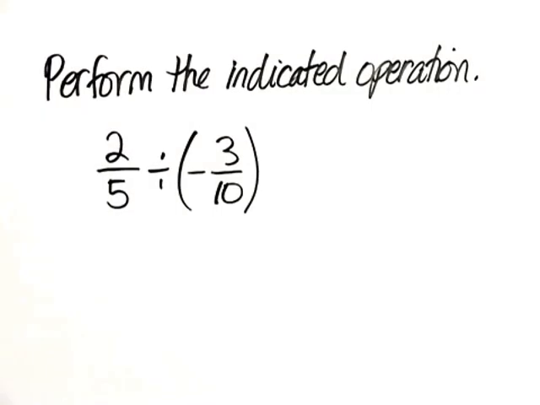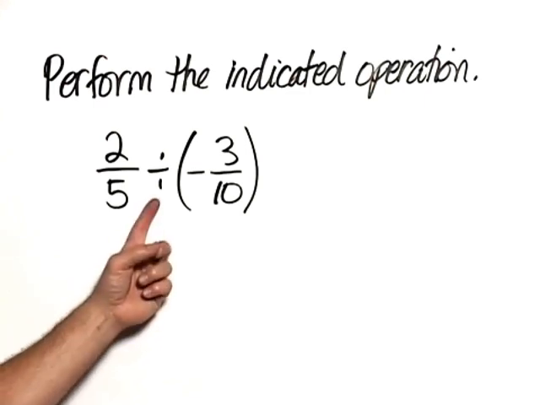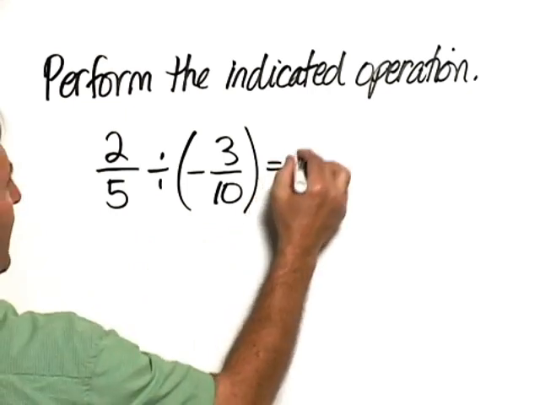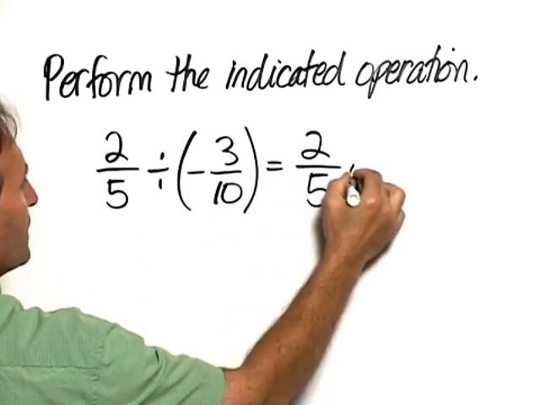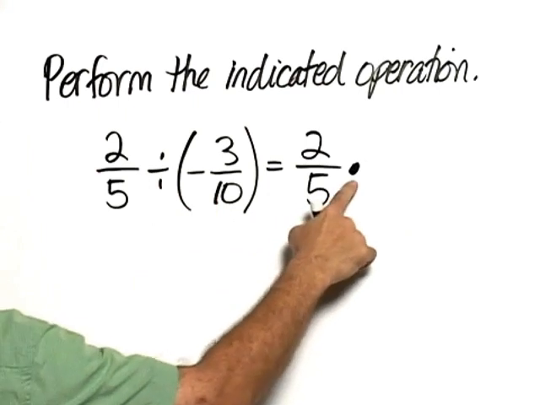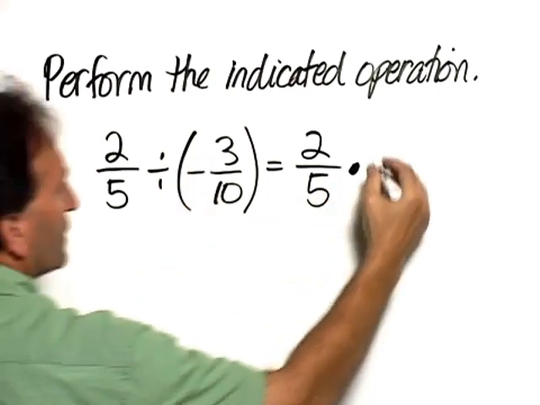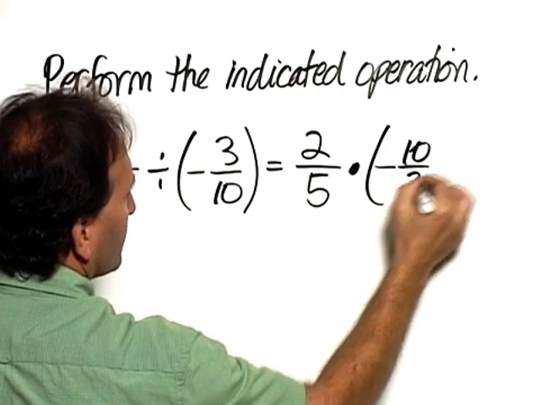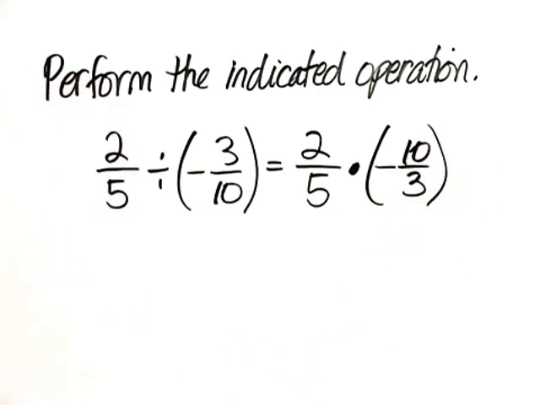Perform the indicated operation, 2/5 divided by -3/10. Well, recall when we're dividing two fractions, we leave the first fraction as is, change the operation to division, and we write the reciprocal of the second fraction, the one we're dividing by, or the divisor.